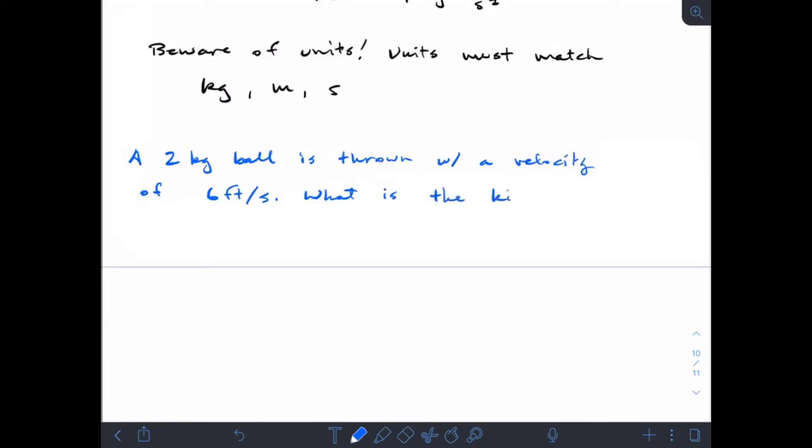What is the kinetic energy of the ball? Right? And in particular, we want the energy in joules. So, like I said, we're taking this very simply. We're not trying to account for the pull of gravity, friction of the air, anything like that.